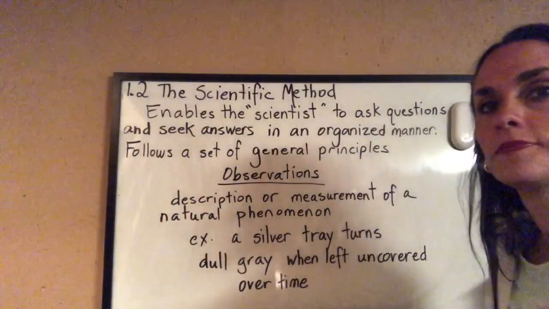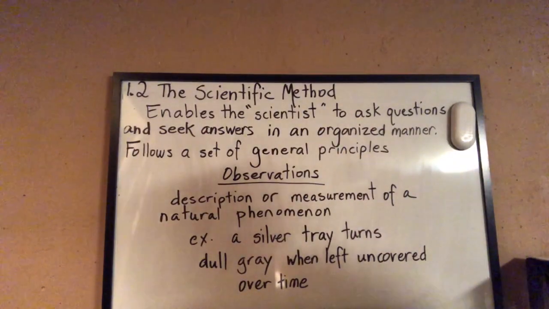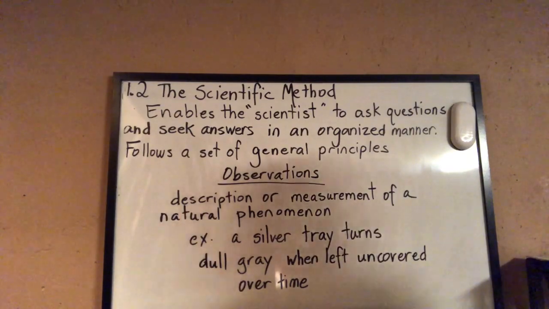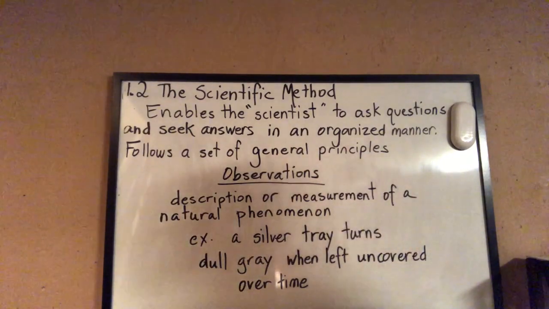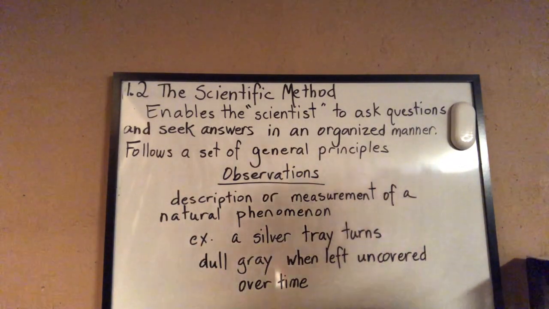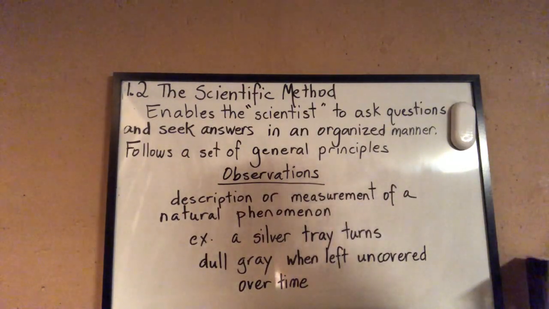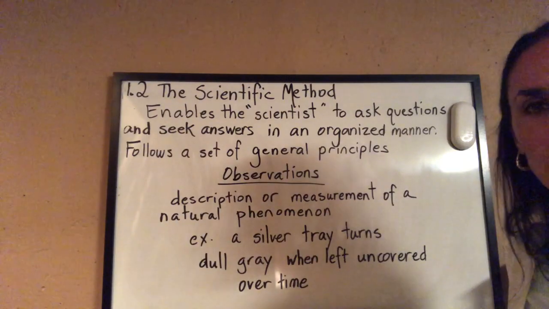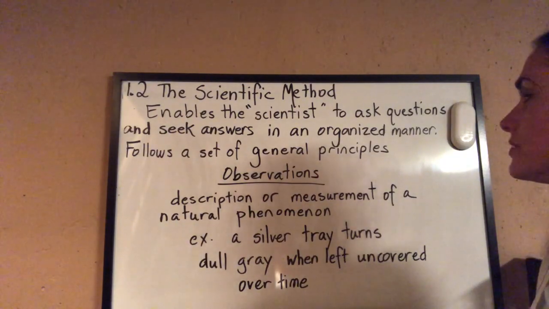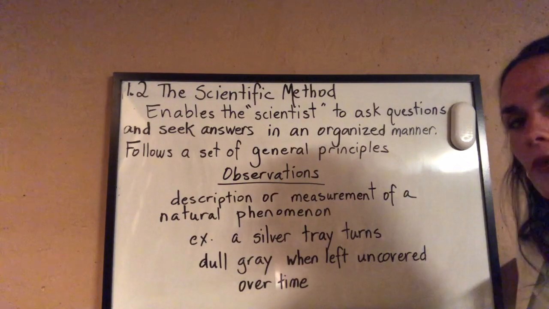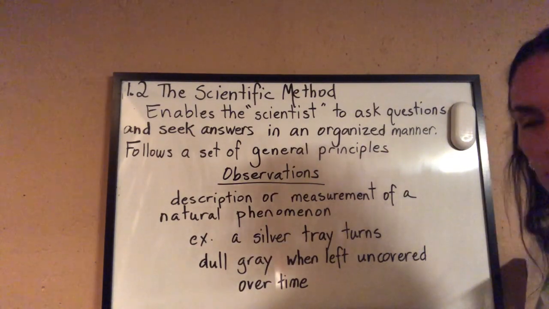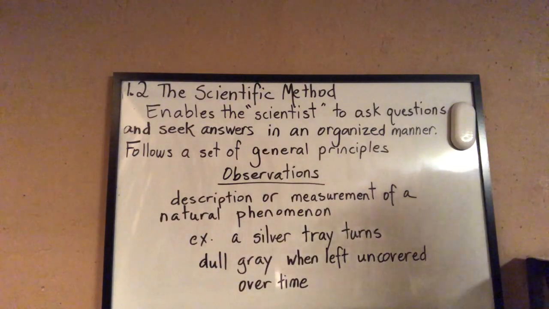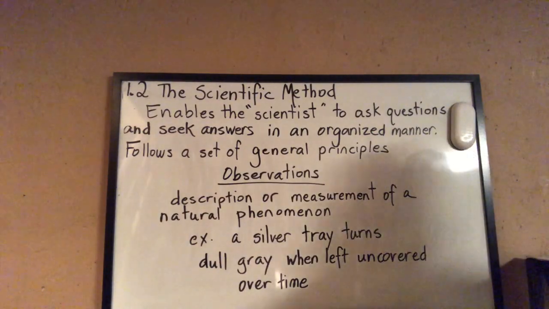Section 1.2, the scientific method. The scientific method enables the scientist to ask questions and seek answers in an organized manner. When we say scientist, we don't necessarily mean somebody that has a degree in chemistry, biology, or physics. We mean someone that's working on solving a problem. The scientific method follows a set of general principles. And the first step would be to make observations.